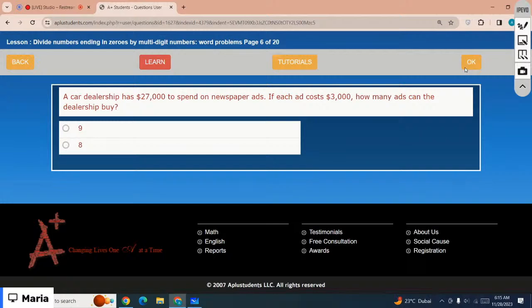A car dealership has $27,000 to spend on a newspaper ad. If each ad costs $3,000, how many ads can the dealership buy?